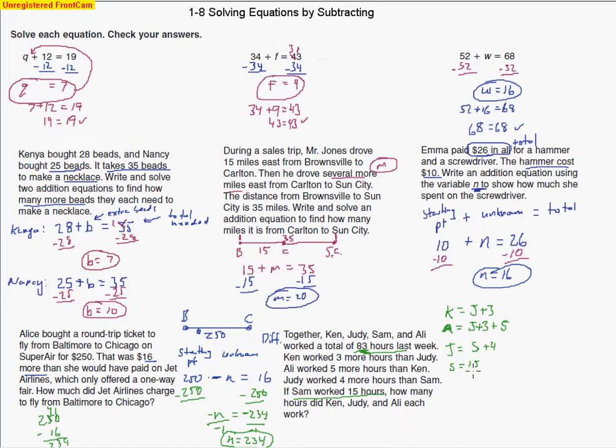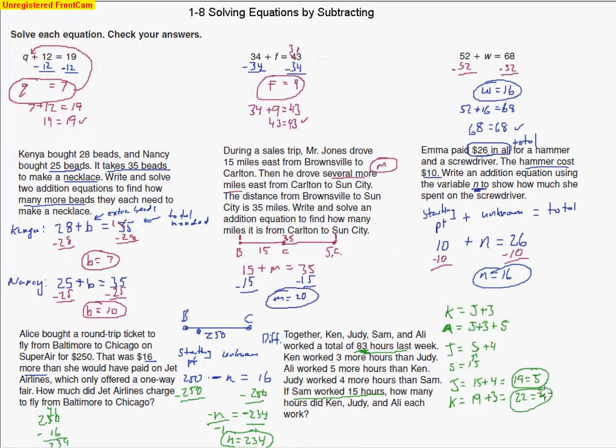Well, let's just substitute. Let's put this 15 in place of that S. So Judy equals 15 plus 4, which equals 19. That is Judy's amount right there. And so let's do the next one. Now we take that 19 and put it in for Judy's amount to find Allie and Ken's. So let's do Ken's first. Ken equals the 19 hours that Judy worked plus 3 extra, because it said he worked 3 more than Judy. And so that's going to give me 22 hours. So that is Ken's amount.